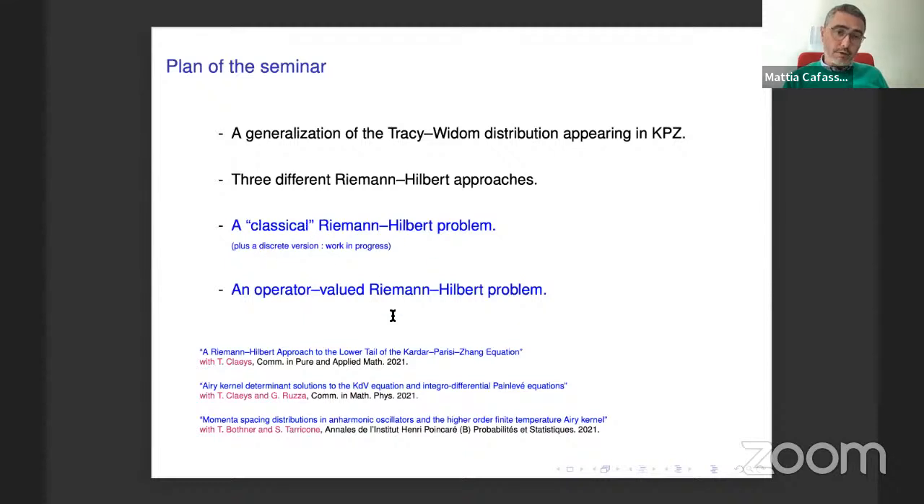And there will also be a small detour on some work in progress that I'm doing with Giulio Ruzza about a discrete version of this, in which instead of having a finite temperature Airy kernel, we have a finite temperature discrete Bessel kernel. And then there will be a second part of the talk in which I will show how you can also use operator valued Riemann-Hilbert problems to study these kinds of distributions. And as I said before, these are joint works with Tom Claeys, Giulio Ruzza, Thomas Bothner, and Sofia Tarricone.